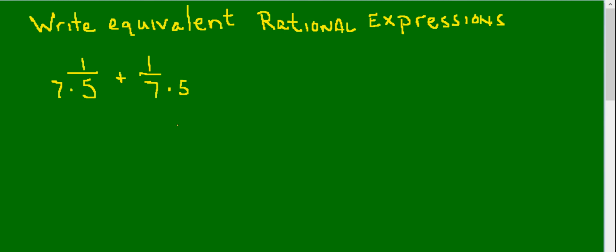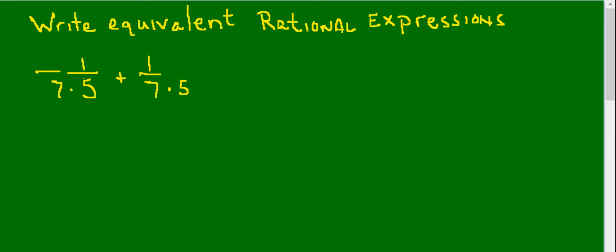Okay, however, and a big however, I don't want to just multiply the denominator by itself by 7, because that would change the problem to be 1 over 35 plus 1 over 35. See, it's really not that. It's 1 over 5 plus 1 over 7, which is not equal at that point.